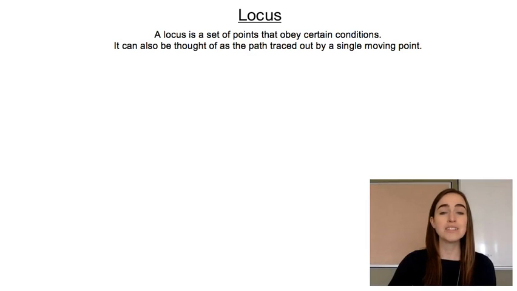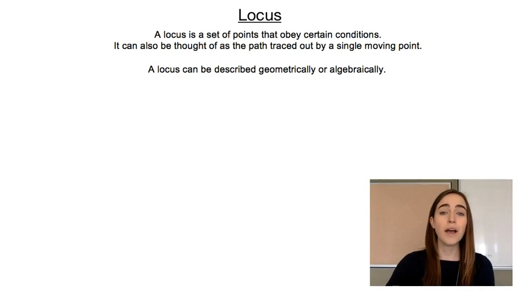In this video, I want to start having a look at locus. So a locus can be thought of in two different ways. It can be thought of as a set of points that obey certain conditions, or we can think about the path that's traced out by a single point that's moving, but it's still guided by those conditions that are set. There's two ways that we can describe a locus. We can either describe it geometrically or algebraically. So in this video, we're going to have a look at how we can switch between the two of them.